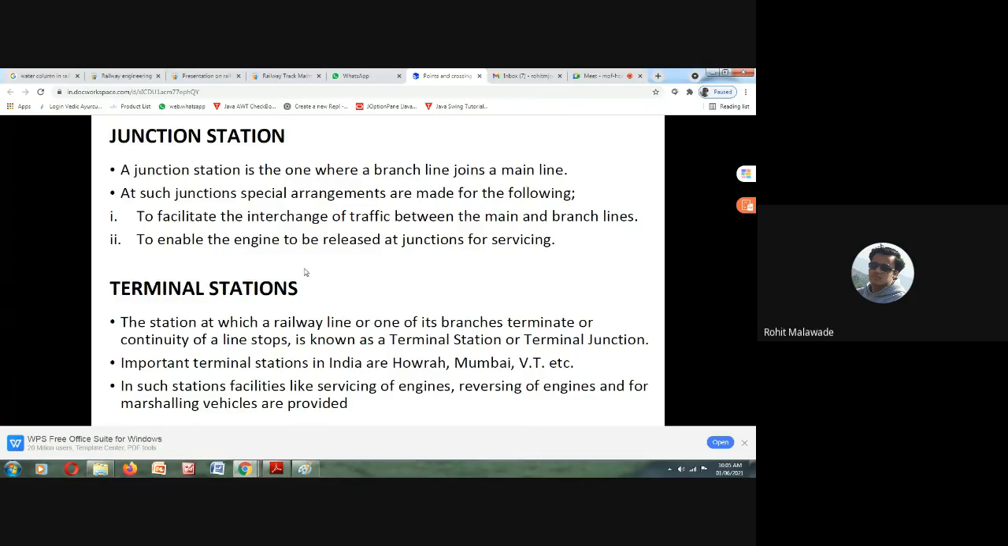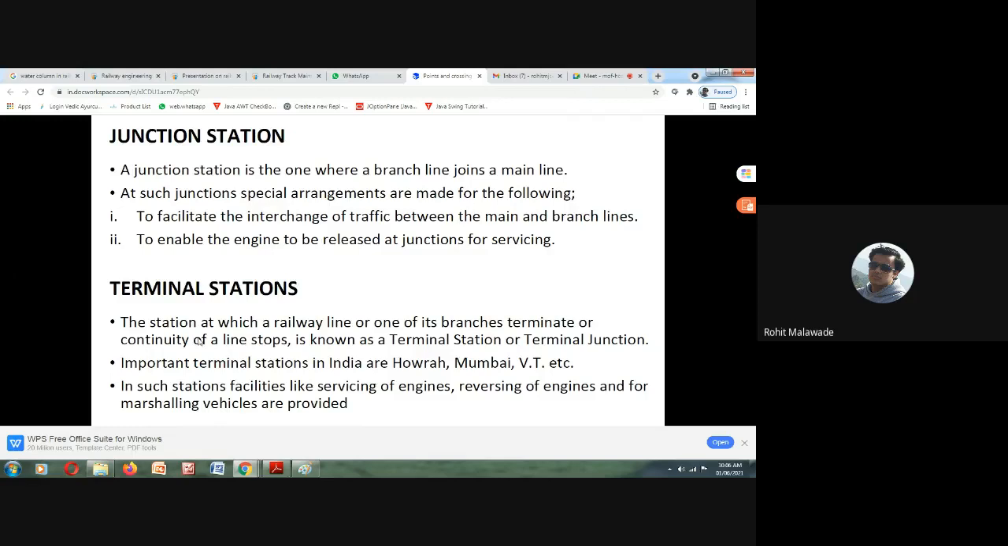In order to have the interchange of traffic from the main line and the branch line, we need to have the junction station to enable the engine to be released at a junction for servicing, right? At a junction, we will be having the servicing work and all. Any kind of small servicing work can be done at the junction station.